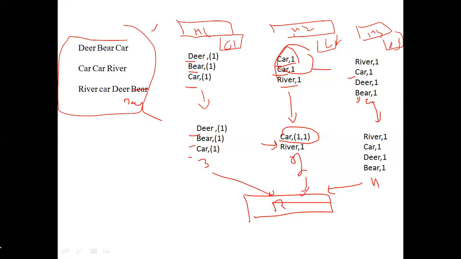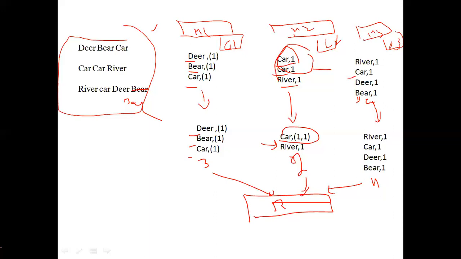Clear. This is today's small concept called the combiner in MapReduce. What is the role of the combiner in MapReduce? Next class, we have to see one more thing called the partitioner in MapReduce. What is the role of the partitioner? That we will see later in the next class.